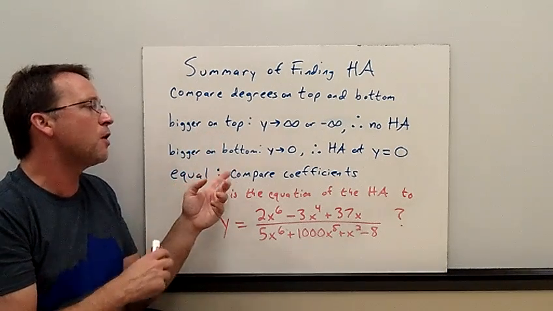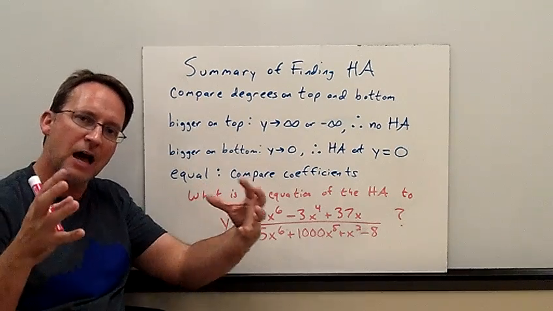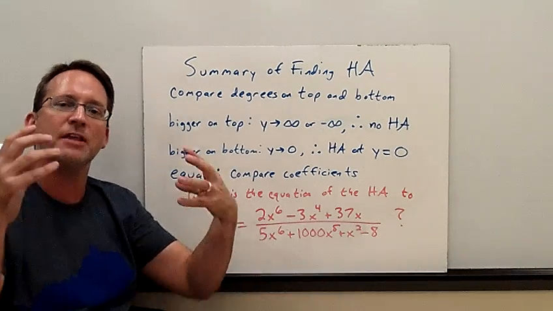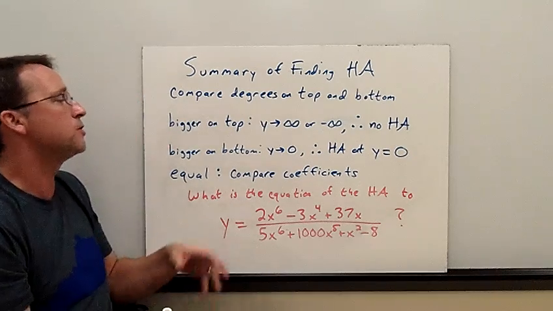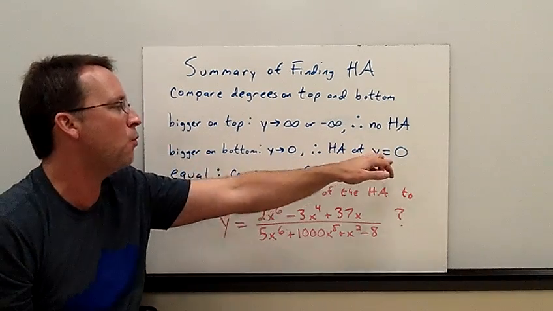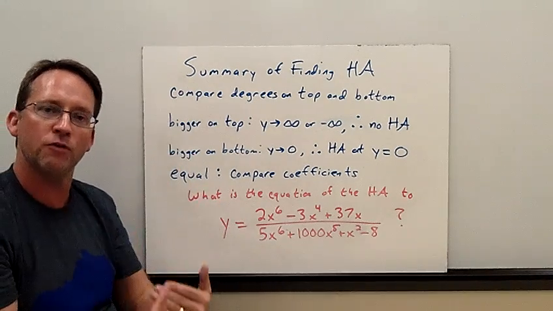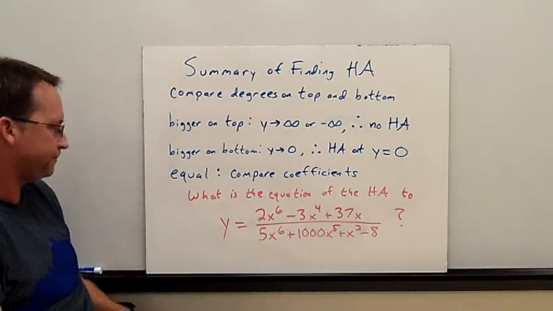If you've got a bigger exponent on the bottom, well, now the y values approach 0. The top grows slower than the bottom. Bottom's growing faster, so that fraction gets smaller and smaller and approaches 0. So therefore, you'd have a horizontal asymptote at y equals 0, the x-axis. We saw that with 1 over x and 1 over x squared and 3 over x and 3 over x squared plus 1 and so on.